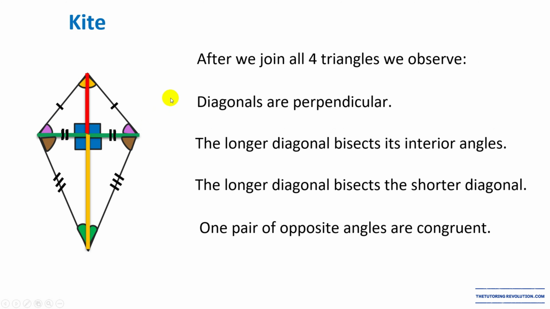So by joining these four right triangles, these two pairs of right triangles, we can appreciate all these properties of the kite. That's an easy way to learn about the properties of the kite without memorizing them, just by creating this figure from right triangles.